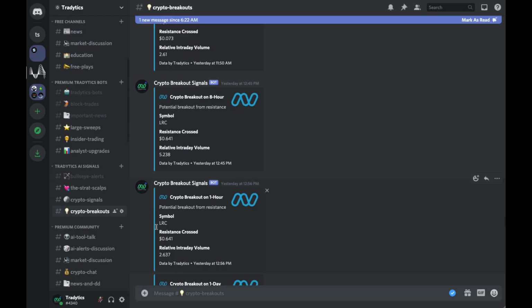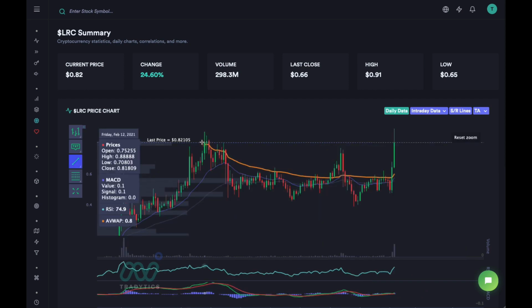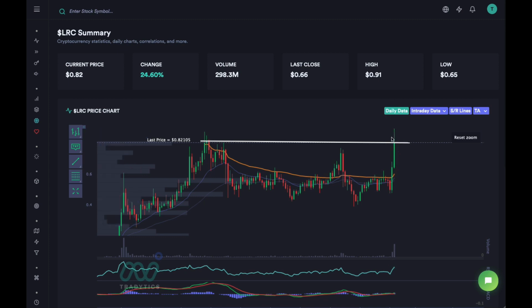LRC was given at 0.6. Right now it's at 0.82, so already about 20 to 30% profits if you just went in straight away. Let's see what happened. We can see that right now we have stopped at a resistance level. You can see that there's no consolidation here, which means the breakout of this level would not have been good. We just went straight up. We don't want that. We want some consolidation before we break out.